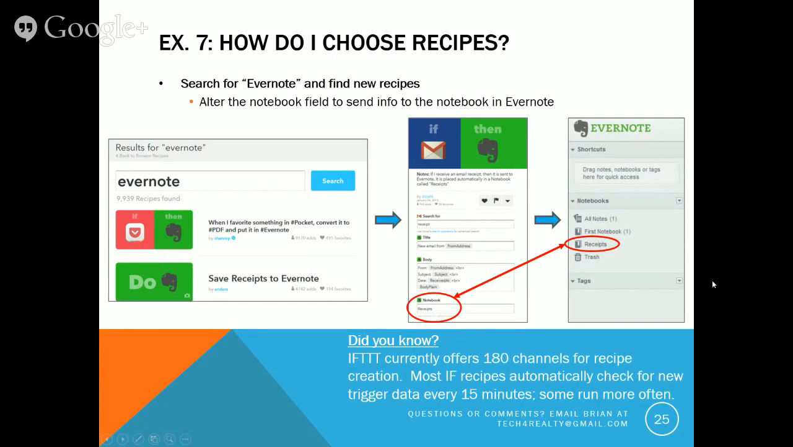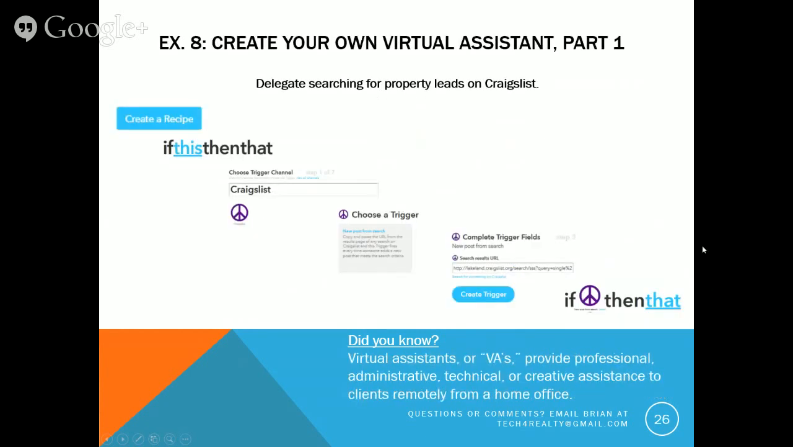Right, so moving on. Here's how we're going to create our own first free virtual assistant. You signed up for IFTTT and Evernote, and they were both free when you signed up. Now you can create a recipe that's going to help you delegate the searching for property links on Craigslist to your phone. Your phone, or even your browser, becomes your VA.